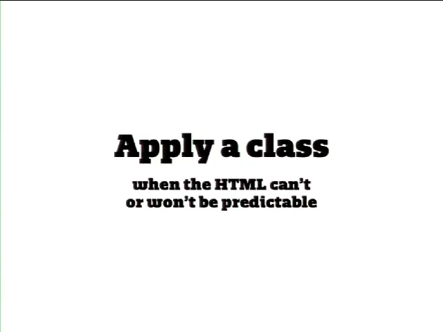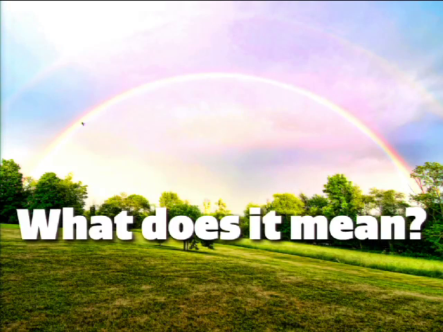So when we have predictability, we can rely on element selectors with our module selectors, or if it won't be predictable, we want to apply classes to give us that predictability. Okay, so what does this all mean?